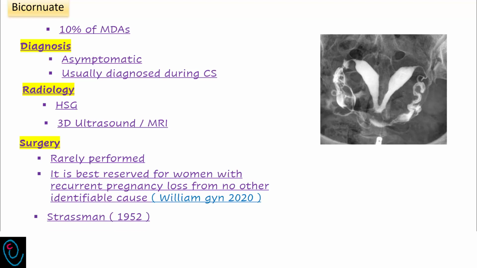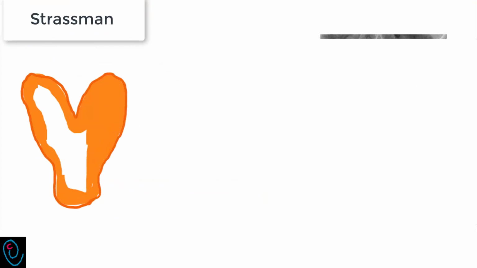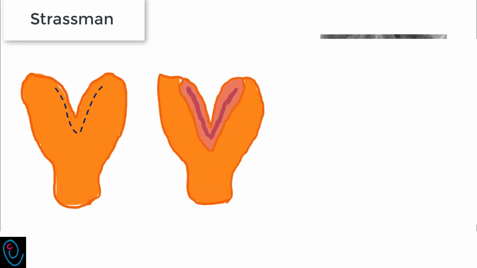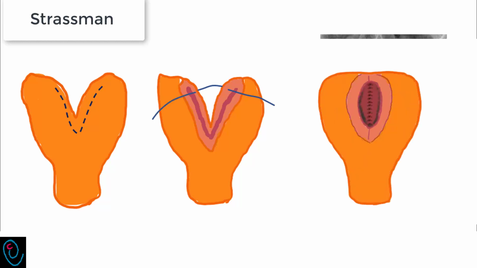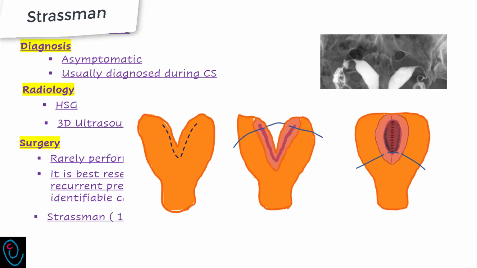Strassman in 1952 described a surgical technique that unified 2 equal-sized endometrial cavities. Make an incision in the intervening uterine wall. Reapproximate the posterior uterine wall. And after reapproximation of the posterior uterine wall, start to reapproximate the anterior uterine wall.